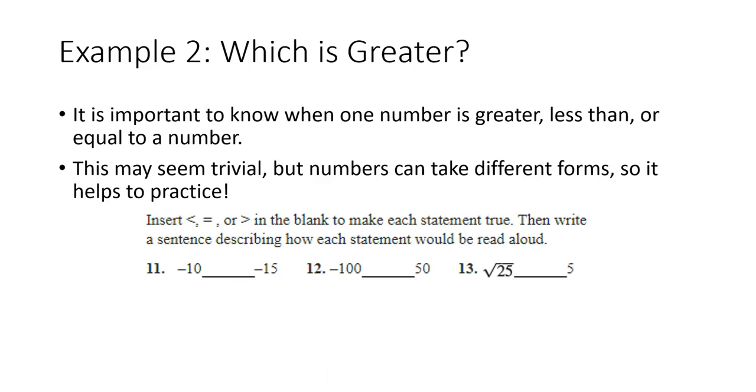Remember from our number line, greater negative values are less than smaller negative values. So negative 10 is actually greater than negative 15. Positive values are always greater than negative values. So negative 100 is less than 50. And now the square root of 25 and 5, well, the square root of 25 is equal to 5. So these two are equal to each other. And so it's just important to know which is which.